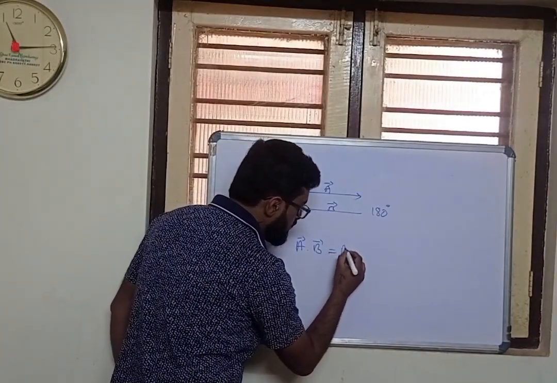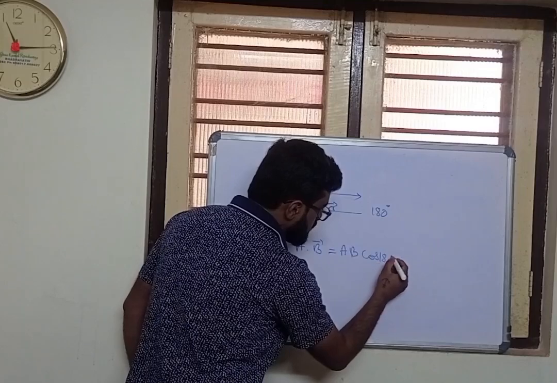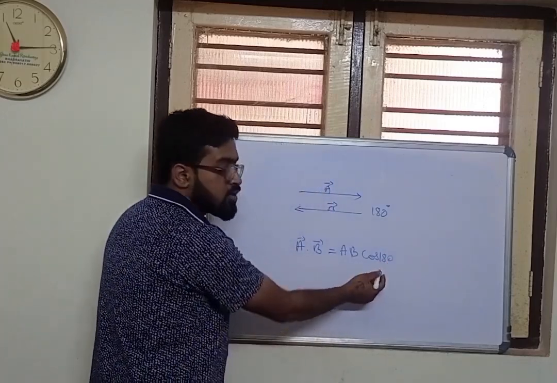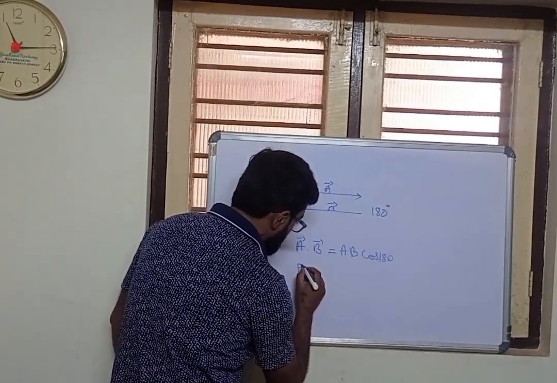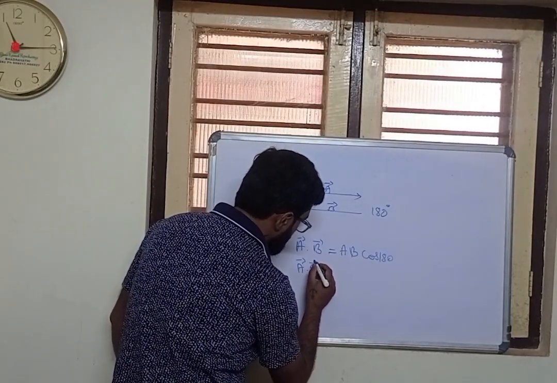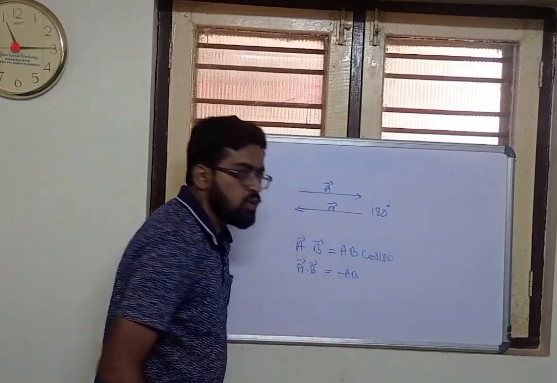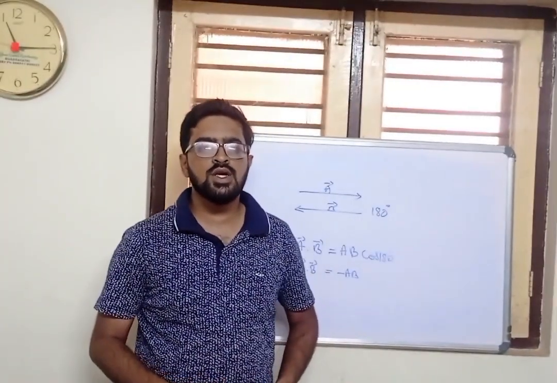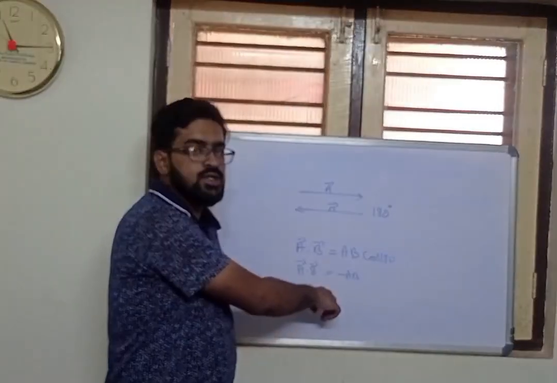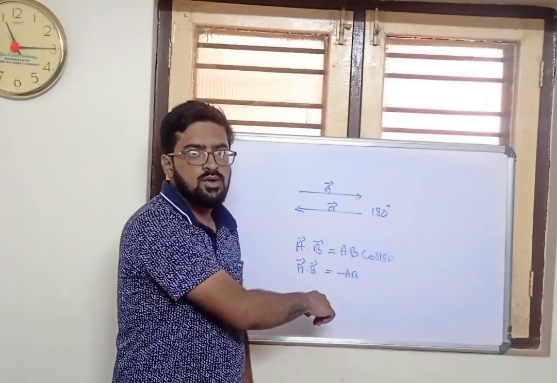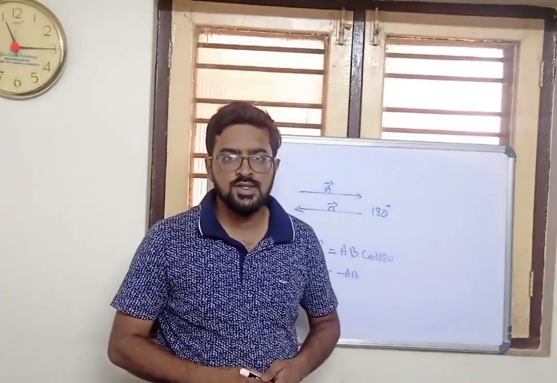It will be equal to A B cos of 180 degree. What is cos of 180 degree? It is minus 1. Minus AB. When you multiply the vectors which are in opposite direction, you get a magnitude which is in negative sign. So this is one of the properties of scalar multiplication.